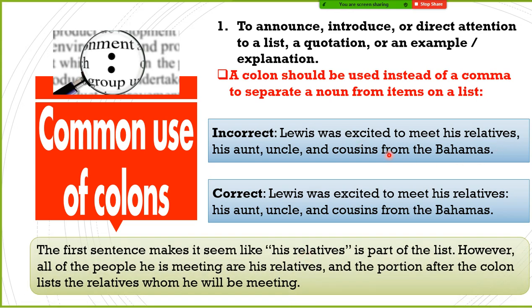So here, in the correct version of the sentence, before the colon I have a complete sentence and I cannot put a full stop or a period. But because I want to mention the list of relatives, or the list of things or examples, to explain the sentence, I put the colon and start to mention the list of things.